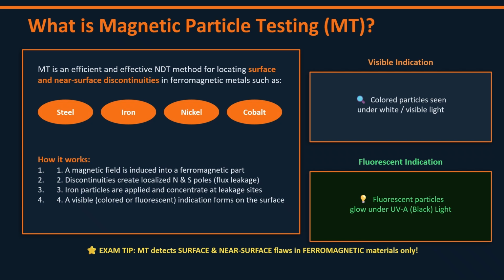MT is strongest for surface and near-surface discontinuities in suitable ferromagnetic materials. The method gives an indication of size, shape, and location, but the indication still has to be classified and evaluated against the applicable acceptance criteria. A strong indication is not automatically a reject, and a weak background pattern is not automatically harmless. The practical value of MT therefore comes from combining rapid detection with disciplined technique selection and evaluation.